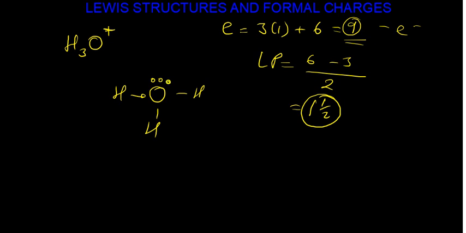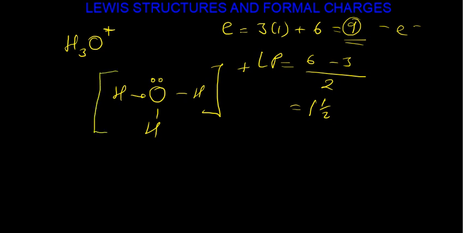Now oxygen is in period 2. Period 2 can't have an expanded octet. And for that reason, instead of having this electron there to balance up the 9 which we can see, that electron has to be lost. Okay, so that is the Lewis structure in this case. So this one has got a positive charge.